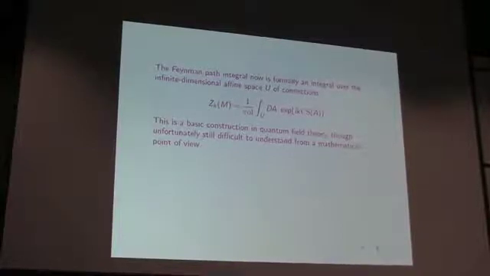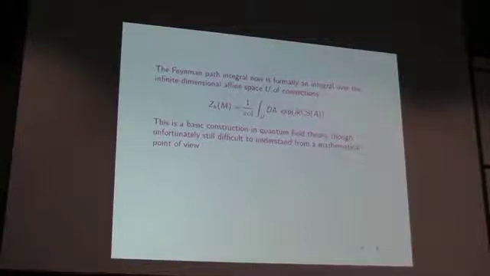Understanding it better is actually one of the Clay millennium problems. And it is one of the Clay millennium problems because it's still difficult to understand from a mathematical point of view. So I've already told you that k should be an integer because the Chern-Simons function was only gauge invariant modulo 2 pi times an integer.